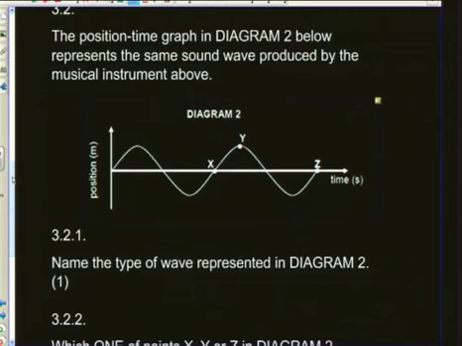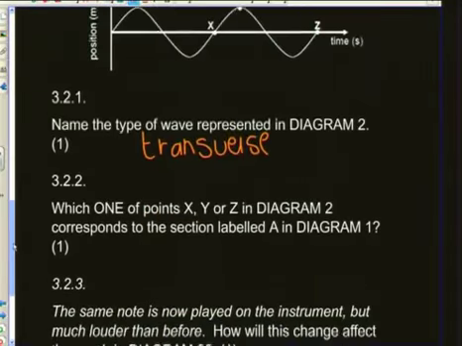Now they say name the type of wave represented in diagram 2. Well, I've said that to you several times already. It's a transverse wave, okay? As it stands, okay? Now, 3.2.